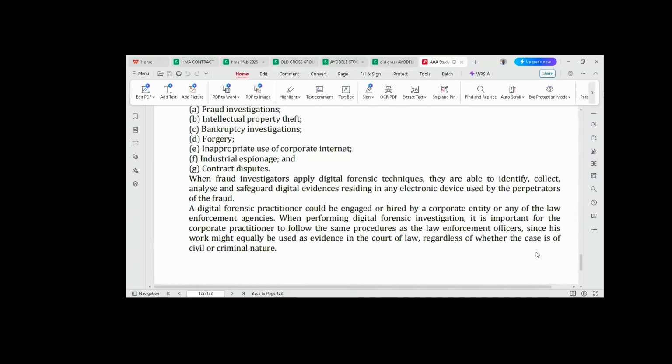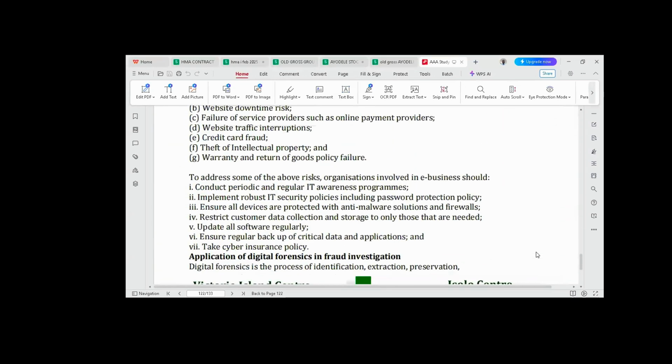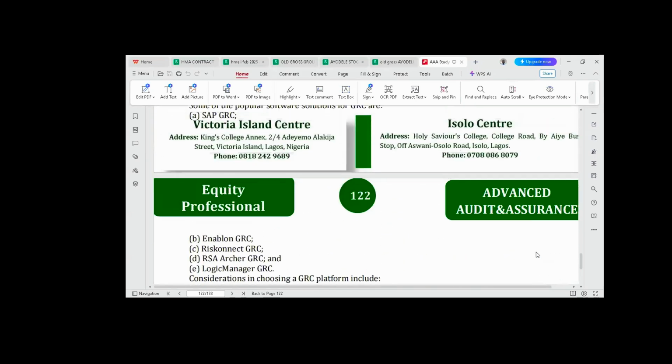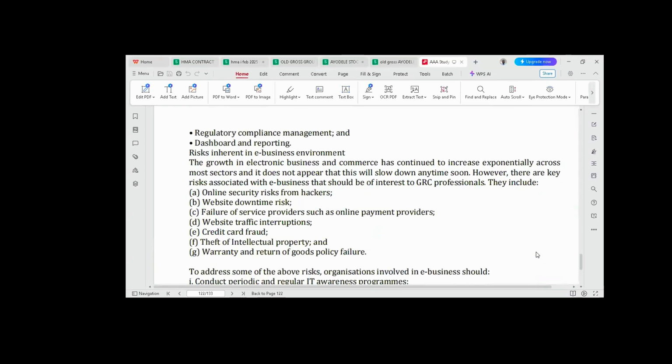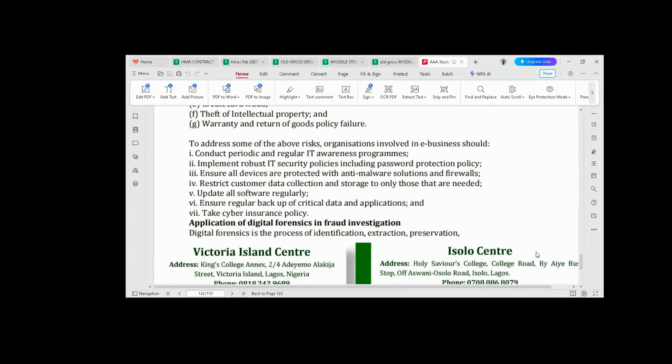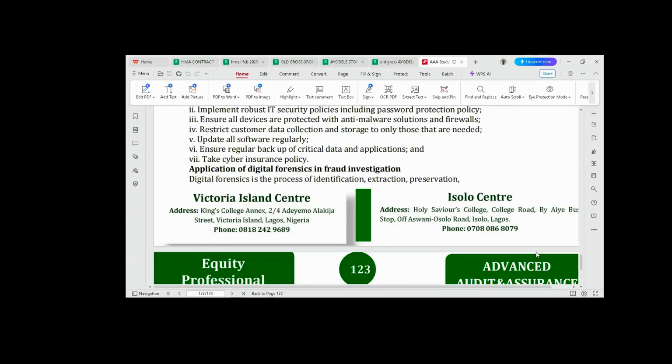Let's go to the last aspect, which is the application of digital forensics in fraud investigation.